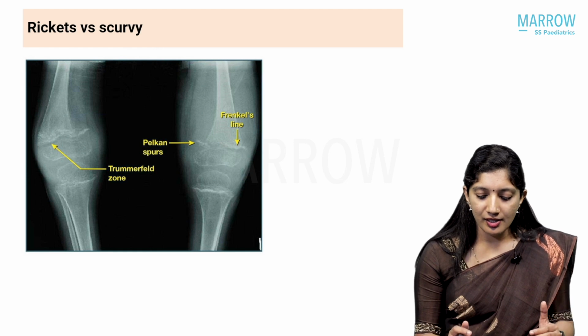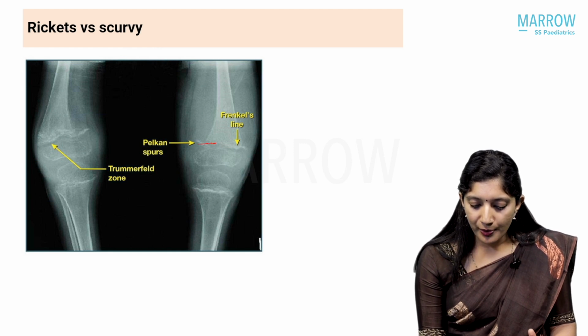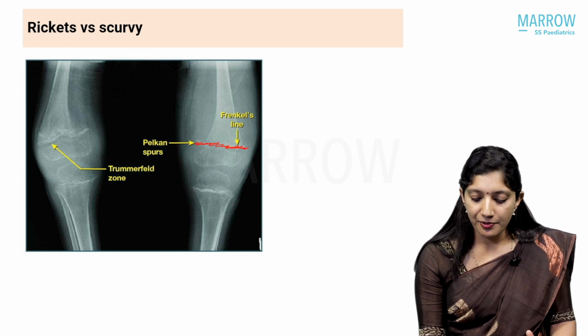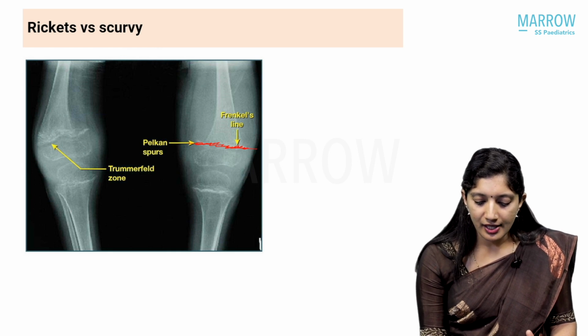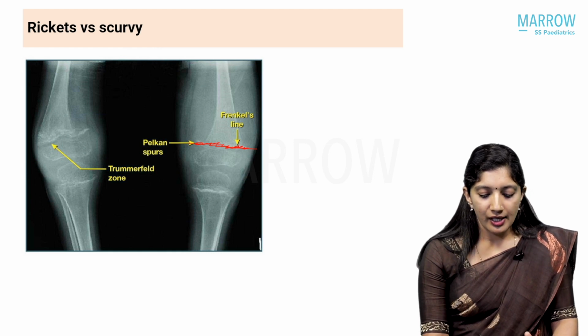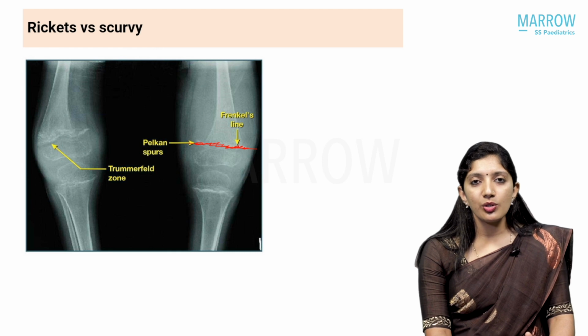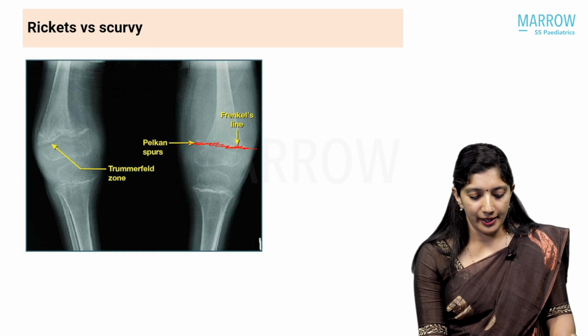So what happens in scurvy is that the bone osteoid is being affected, and here there is a dense zone of provisional calcification, which is called the Frenkel's line, and it can extend to the margins as spurs, which are called the Pelkan spurs. And there is a radiolucent area just beyond the metaphysis, which is called the Trümmerfeld zone. Here, vitamin C deficiency leads to decreased collagen deposition and decreased bone osteoid.